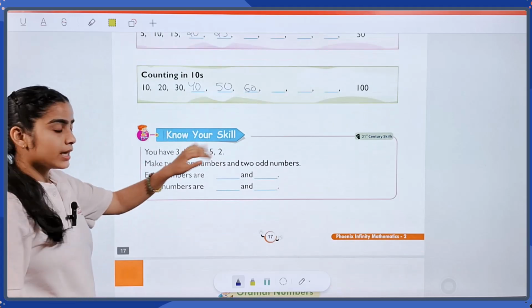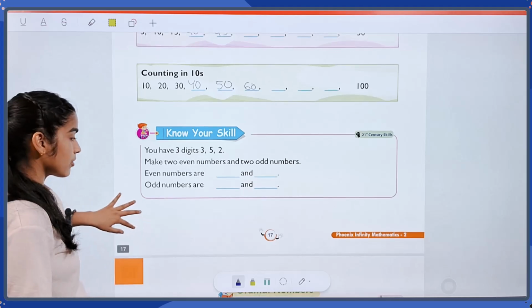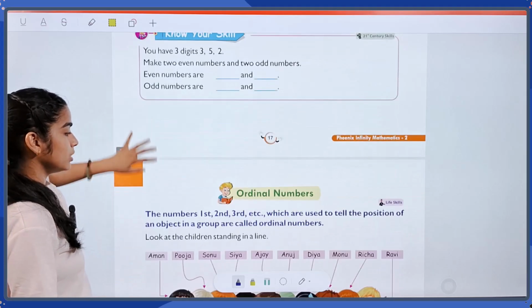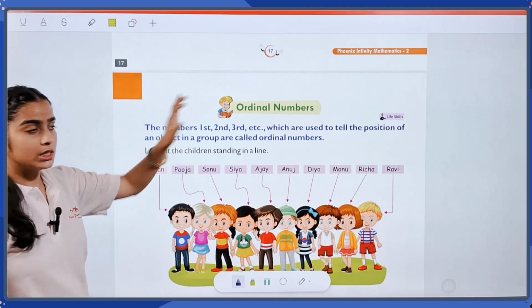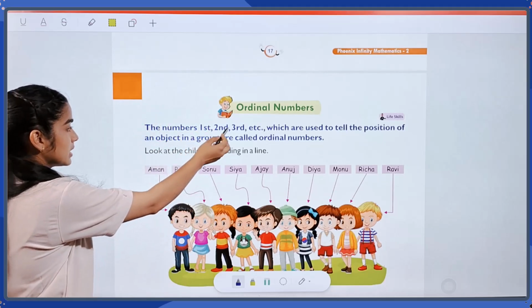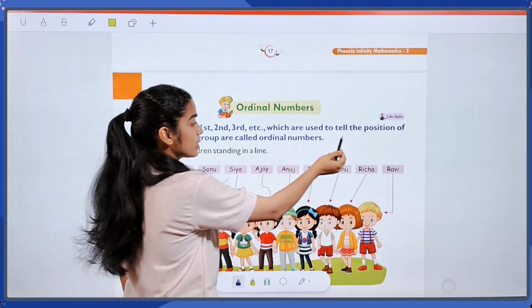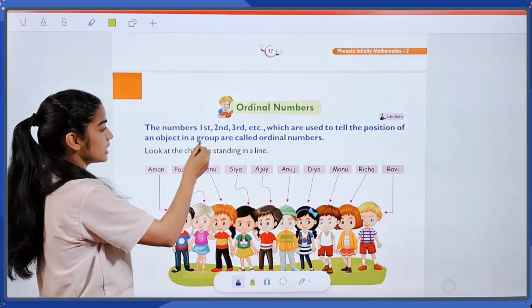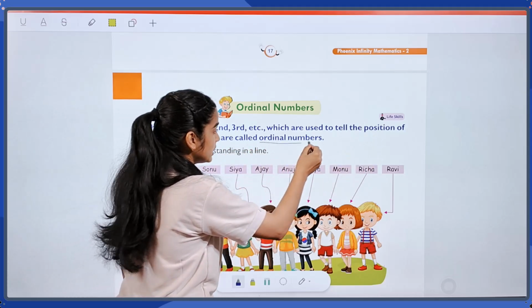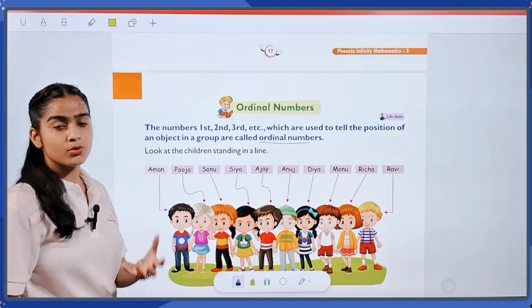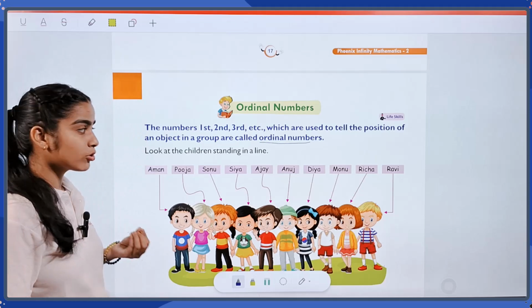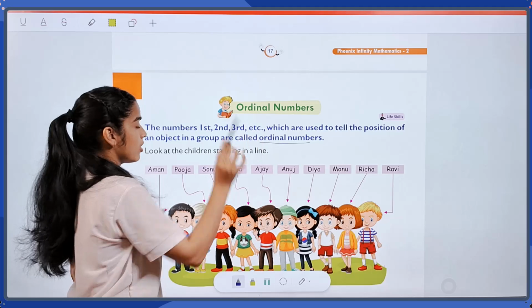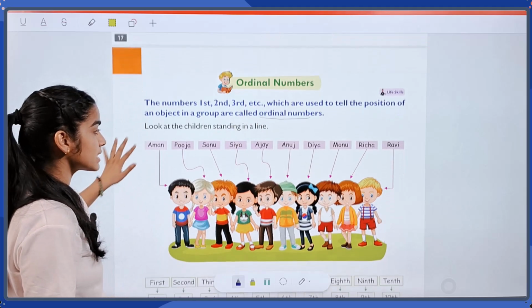Now know your skill again. So now you have to examine how much you know till now. Now we have ordinal numbers. The numbers first, second, third, etc., which are used to tell the position of an object in a group are called ordinal numbers. Those numbers which help us to identify the position of a particular object are called ordinal numbers. So look at the children standing in a line.